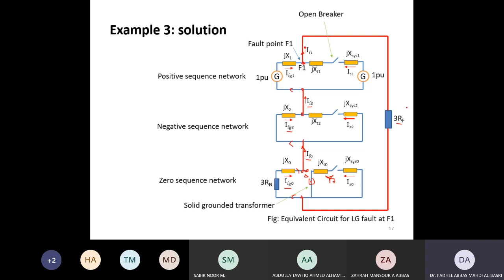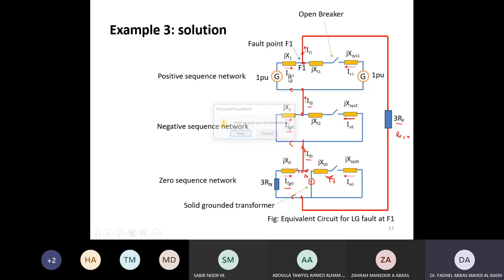Now I'm assuming RF equal to 0 in this scenario. I didn't consider fault resistance. I have only Rn, and I want to consider how Rn affects the fault current.